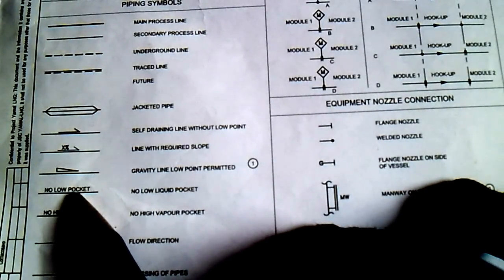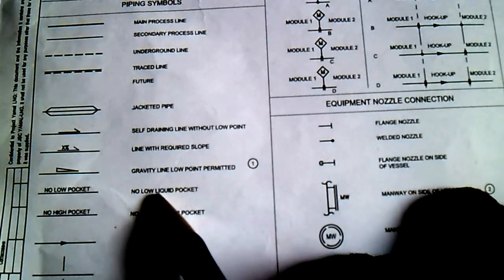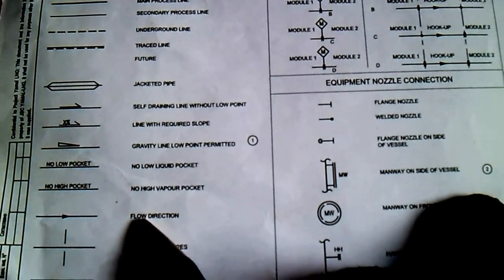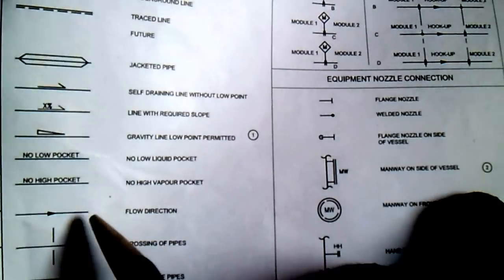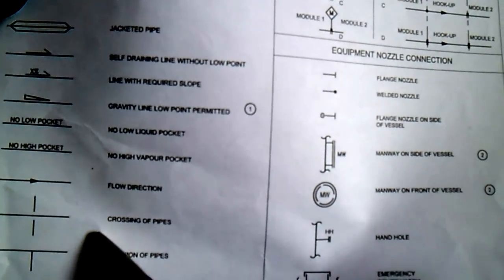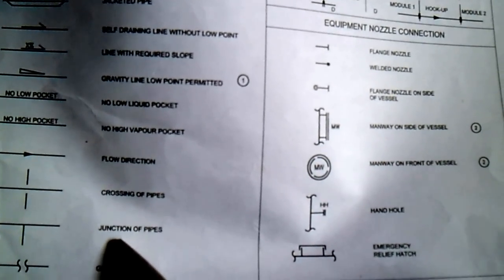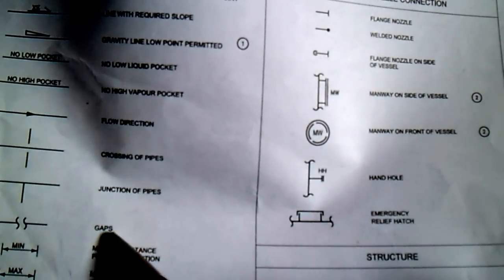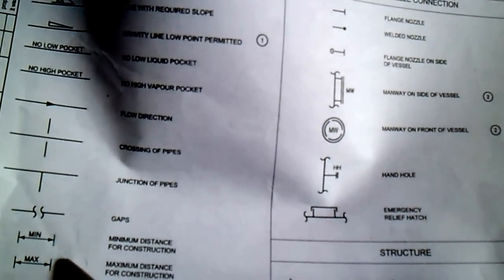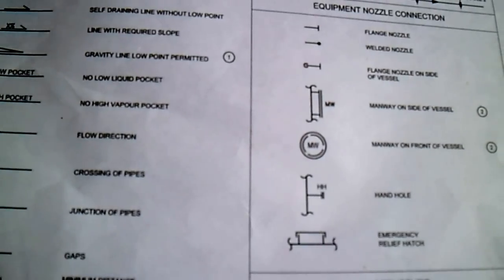We have no low pocket. So this is a no low pocket, no high pressure pocket. This is familiar from this arrow. This is a flow direction, and we have a crossing of pipe, junction of pipe. This is a gap. So we have a minimum distance and maximum distance.